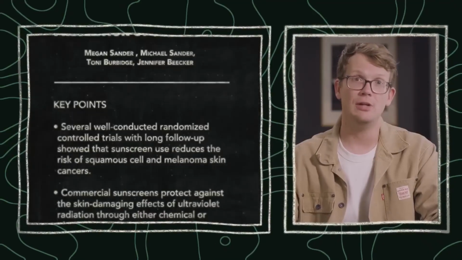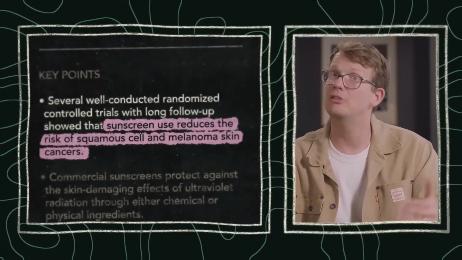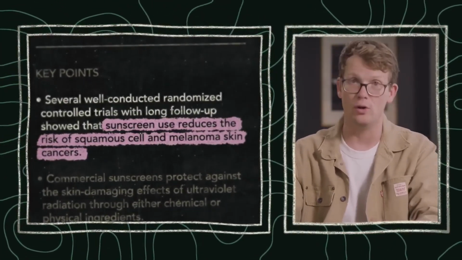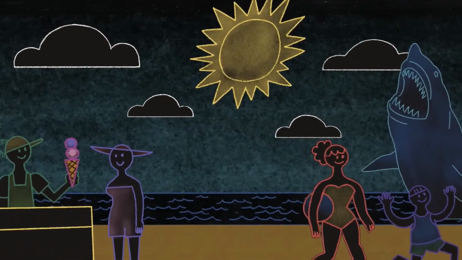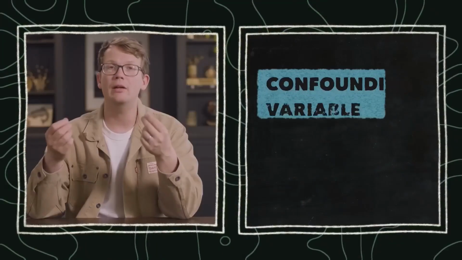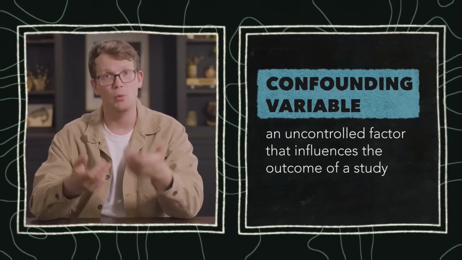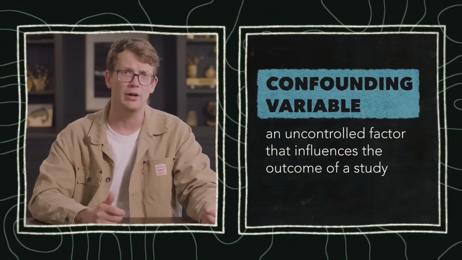Like in the case of sunscreen, there's a lot of good evidence that wearing it really does lower the risk of cancer. There is a causal link in the correlation. But in the case of shark attacks, it's safe to say that the ice cream isn't causing them. Warm weather is indirectly leading to both. In this case, weather is a confounding variable, or a factor that influences the outcome of a study without being controlled for. These can blur what's actually going on in the data if scientists don't measure and account for them.